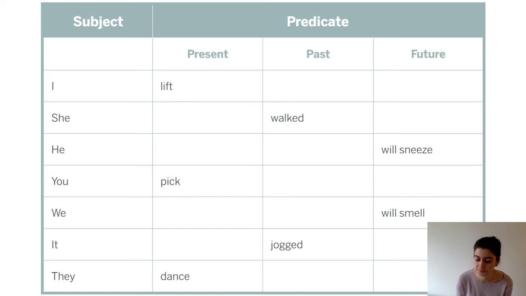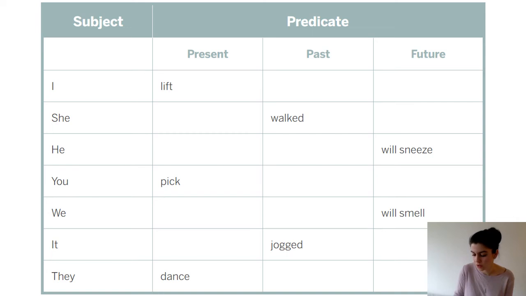It jogs. We have to add that S because it is the same as he or she. Our base verb then is going to be jog. Let's turn that into a future tense verb. It will jog tomorrow.